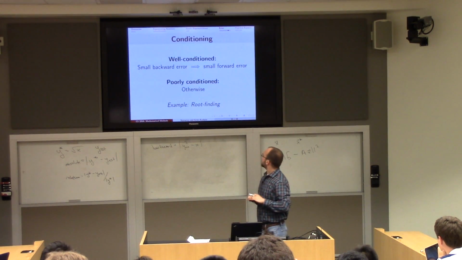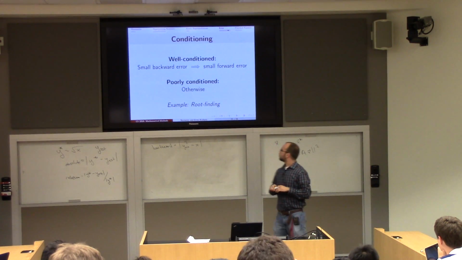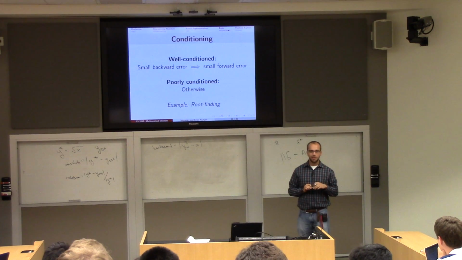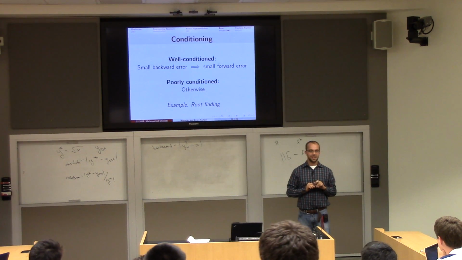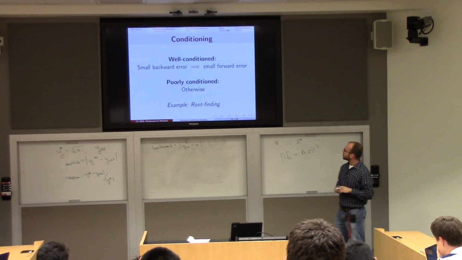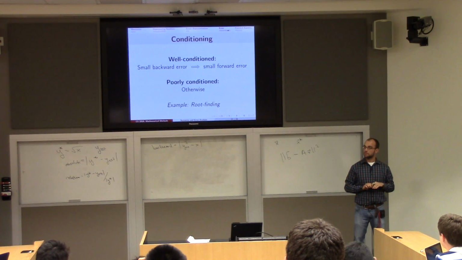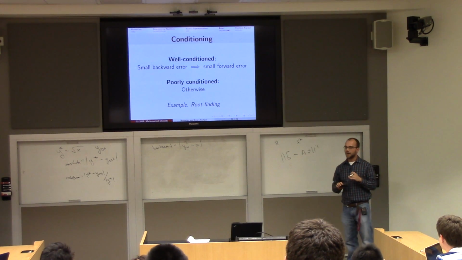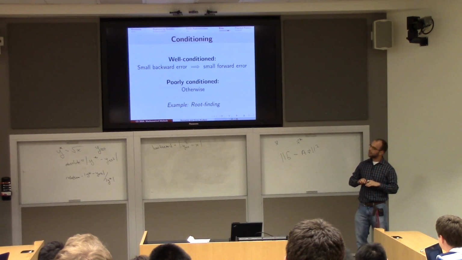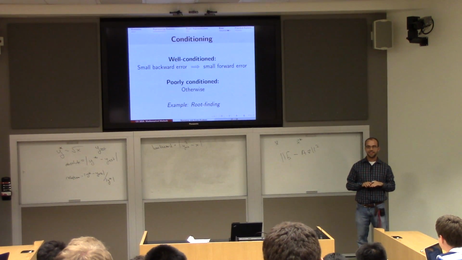Okay. So when we talk about the conditioning of a problem, what we mean is that when you have small backward error, that implies small forward error. That's when a problem is well conditioned. What do I mean by that? Well, remember that backward error is the thing that we can compute, but forward error is the thing that we care about, because that's the actual amount that we got wrong in our calculation. And what we hope is that these things are more or less related. Is that always the case?